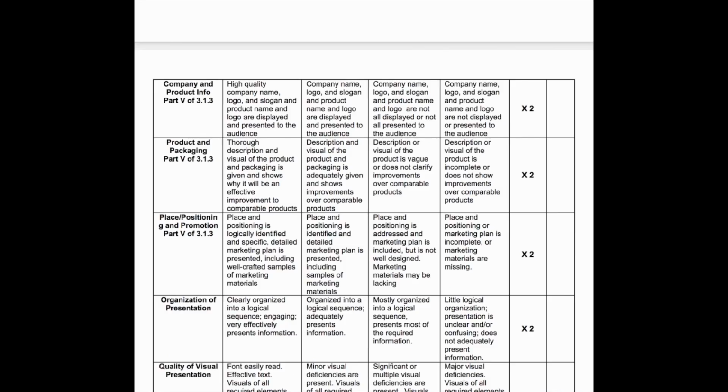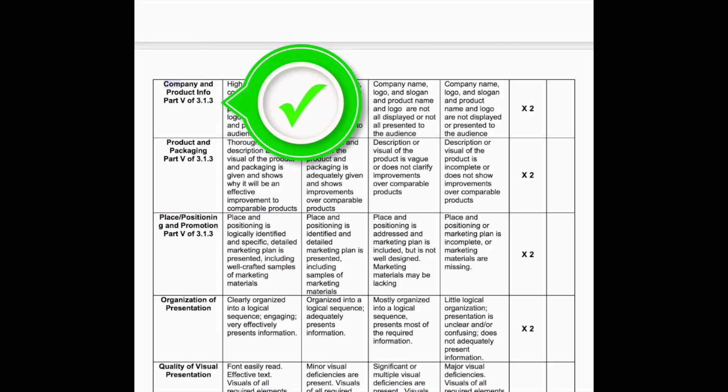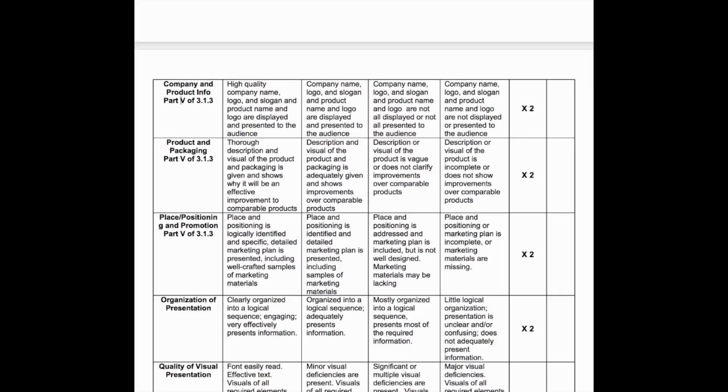Then we can move on to part 5 of the instructions, which is this row of the rubric, the company and product info. Please notice that part 5 is broken up into 1, 2, 3 different rows of the rubric, each with a ×2 multiplier. Although each individual item is only a ×2 multiplier, when you put part 5 all together, that obviously becomes a much more significant impact on your project.